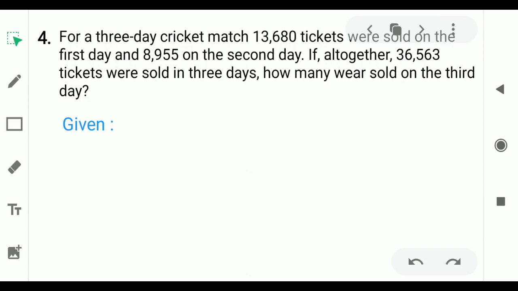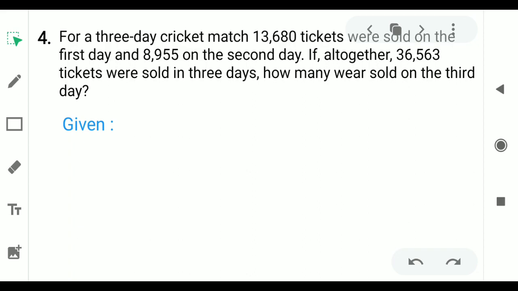Here we have to find how many tickets were sold on the third day. First, the cricket match is for 3 days. And on the first day the tickets sold were 13,680, and on the second day 8,955. Altogether in 3 days, total tickets sold were 36,563. So we have to find how many tickets were sold on the third day.